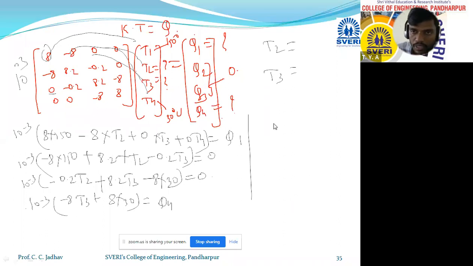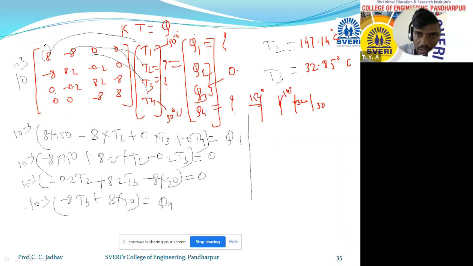Okay, so after solving the equation, we will get the values of T2 and T3. T2 is nothing but 147.14 degrees Celsius and T3 is 32.85 degrees Celsius. Okay, you will notice that the temperature on this side of the plate was 150 and on the other side it was 30. The two middle point temperatures are 147 here and 32 here, so it keeps decreasing, which means we are correct.